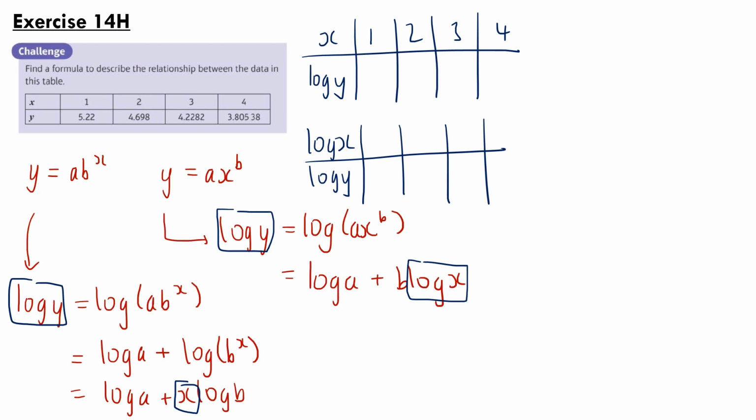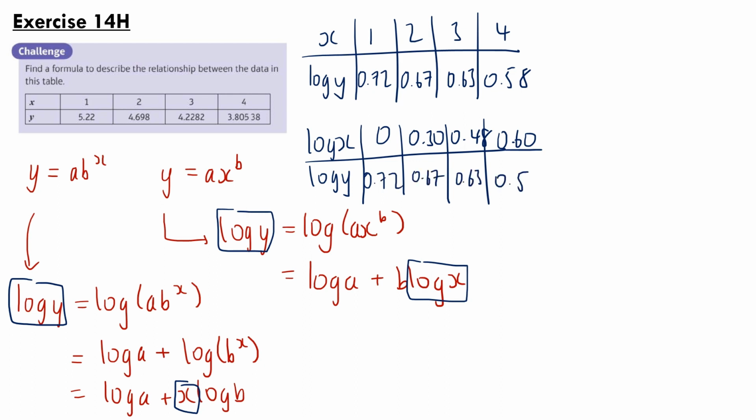Just using your calculator to find these values, you should get for the top table 0.72, 0.67, 0.63, and 0.58. And for the second table, we're going to get 0, 0.30, 0.48, 0.60 on top. And then on bottom, we're going to have 0.72, 0.67, 0.63, and 0.58 as above. Okay, so now all we need to do is have a look at which one seems to be linear. But you'll see that if you plot the points for this first table here and join, you get a linear relationship.